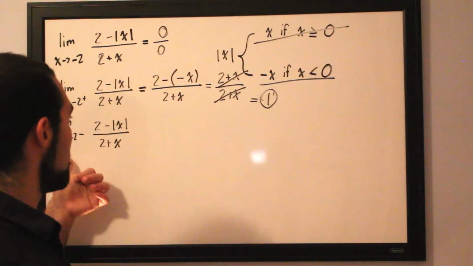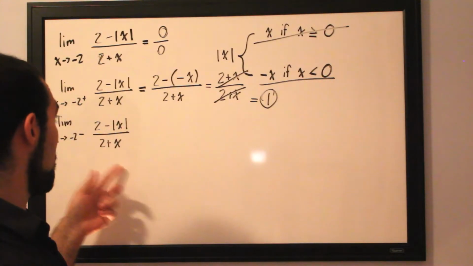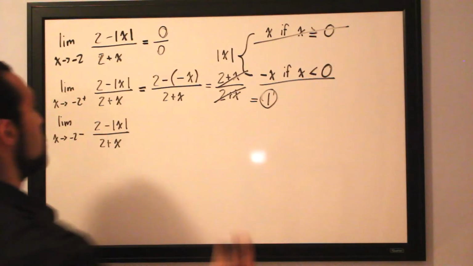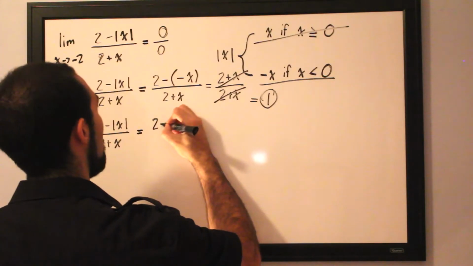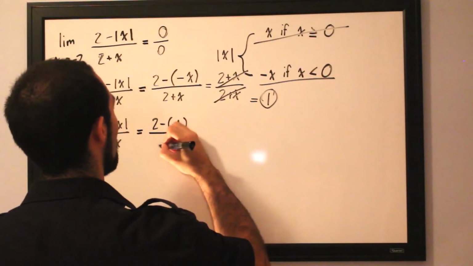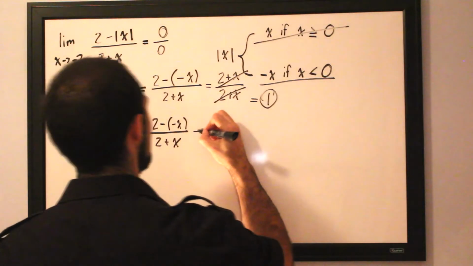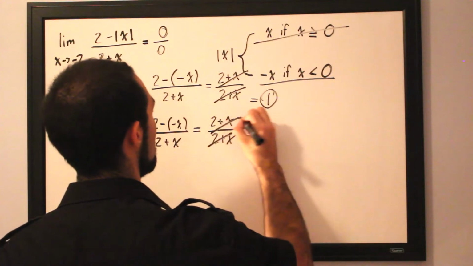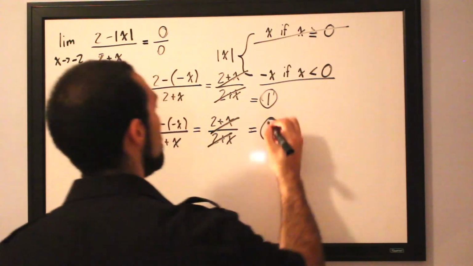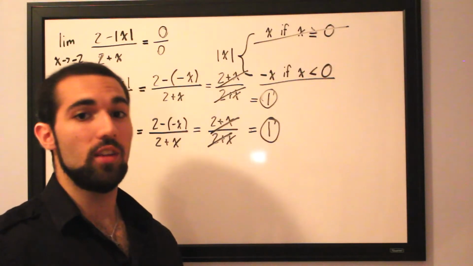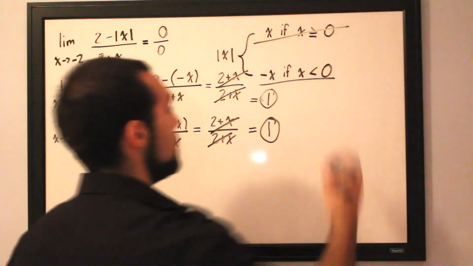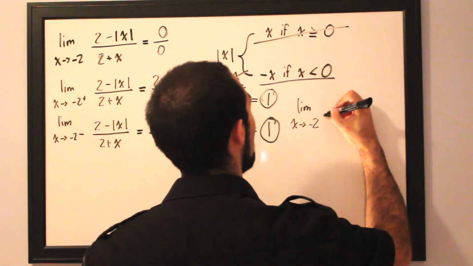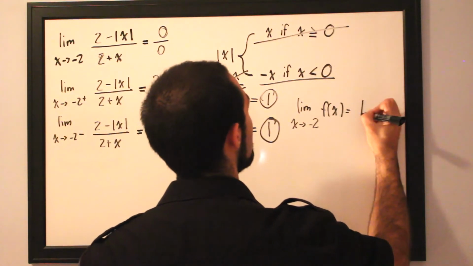Now say we wanted to evaluate this limit from the left. We are still going to have a value less than 0, so we're still plugging in negative x as our substitute. So we take 2 minus negative x over 2 plus x, which is equal to 2 plus x over 2 plus x. These two cancel each other out, and we get positive 1. And for once in these videos, the limit does actually exist. So the limit as x approaches negative 2 of f of x is equal to positive 1.